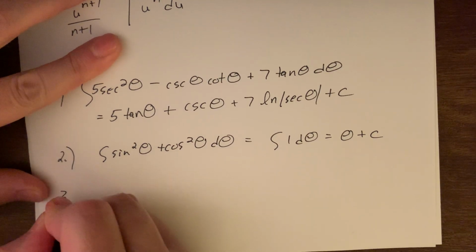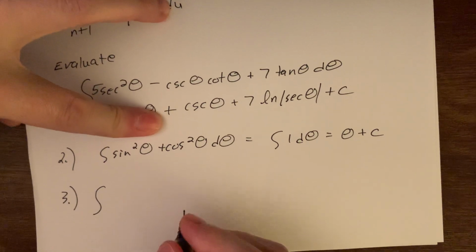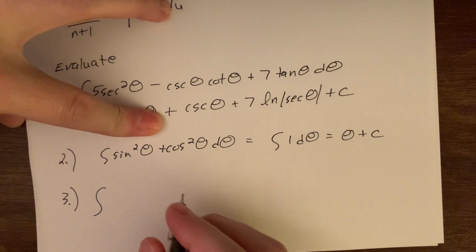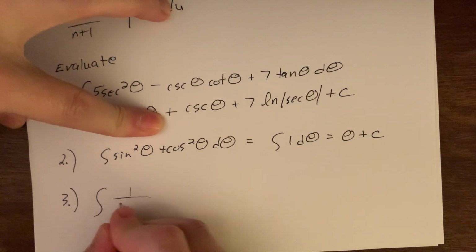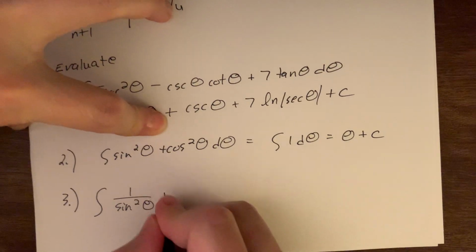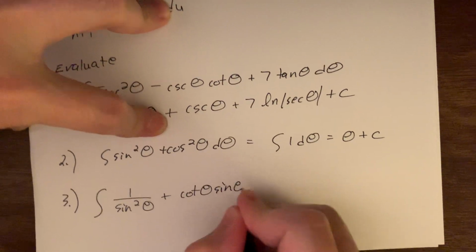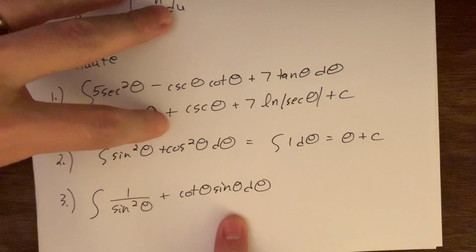But now number 3, now we're starting to get a little more complicated. Let's do 1 over sine squared plus cotangent theta sine theta d theta.